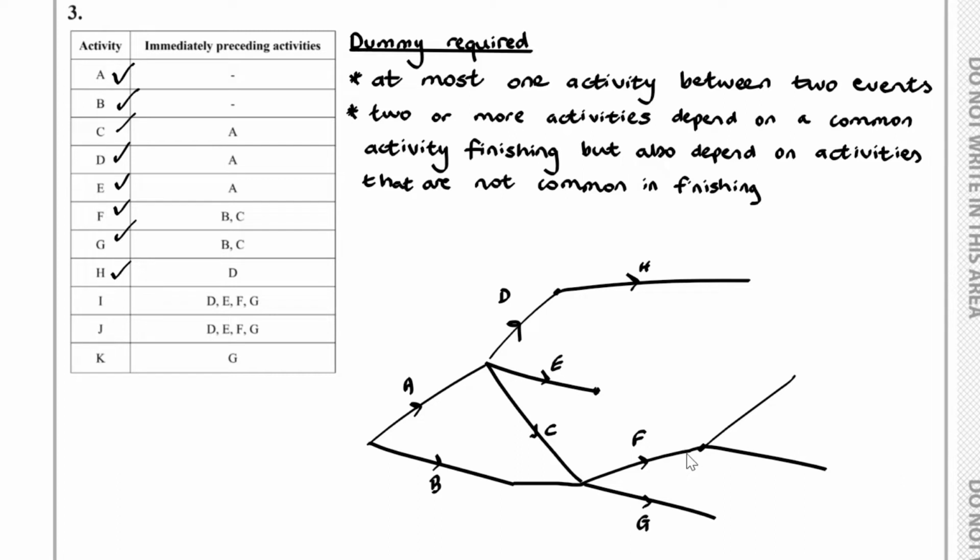If we have I and J coming out like so, then we already know that I and J depends on G as well. So in theory, we could have this situation going on here. But the only problem with that, we already know that at most one activity is required between two events. So instead we have to have a dummy instead.